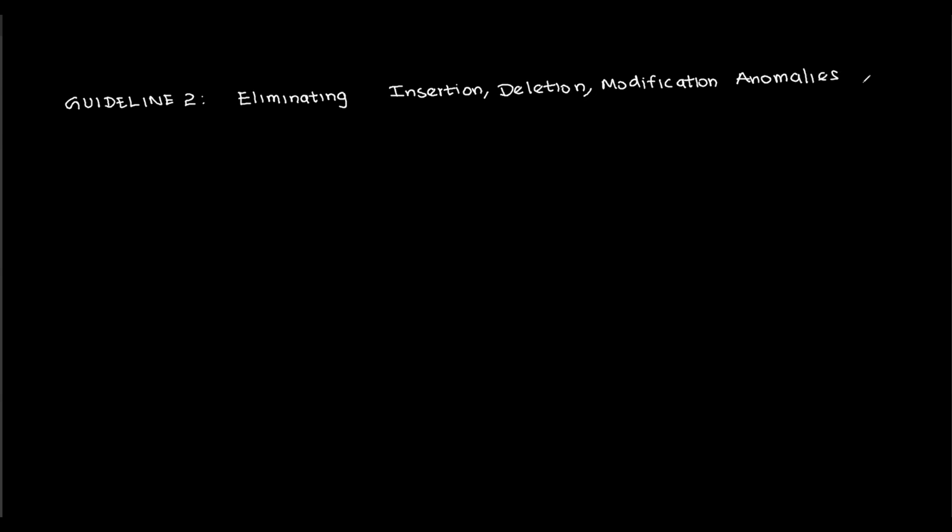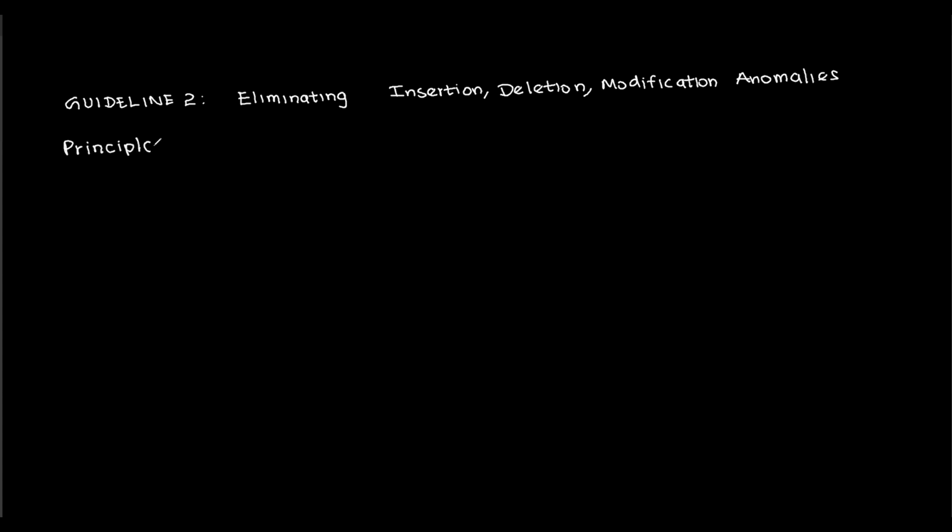Well, guideline 2 is self-explanatory. Anomalies are created when we have a poor schema design or if we have redundant data. If we have these two, there will be anomalies whenever we are inserting, deleting, or updating the data. As usual, we have a structure to study these guidelines, so let's start with the principle or the definition.